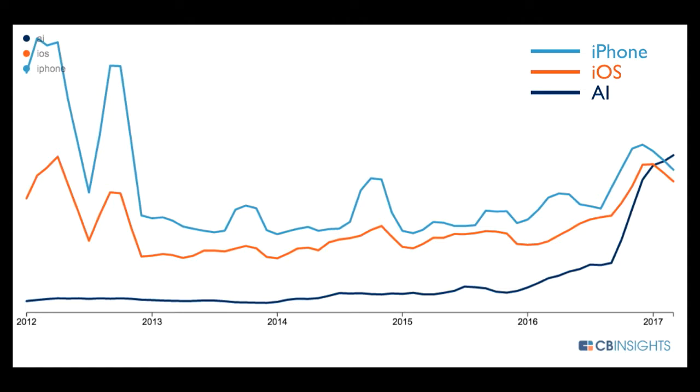PricewaterhouseCoopers have gone on record as saying, and I've got to read this one out because this blew my mind as well, so you don't have to trust me, they reckon that AI will contribute as much to the global economy in 2030 as all of India and China combined today. So there's a lot of people talking about AI, and the concepts that you've learned today are setting you up perfectly to get engaged with artificial intelligence. If you don't agree with what I'm saying, then just forget about the talk.